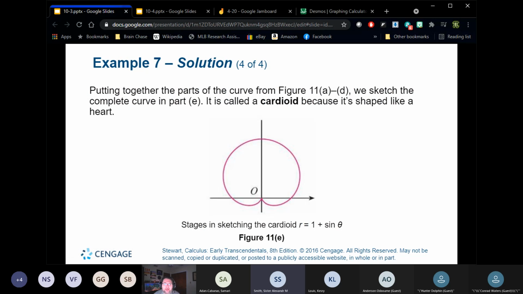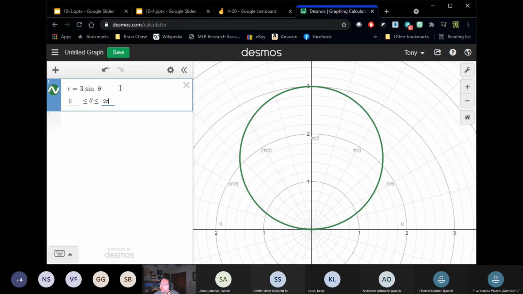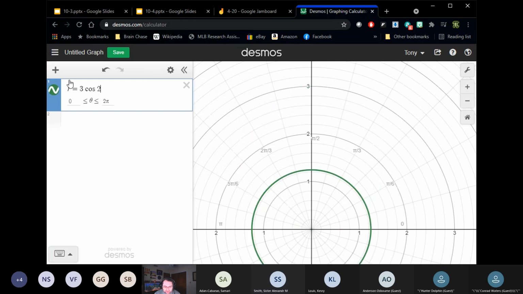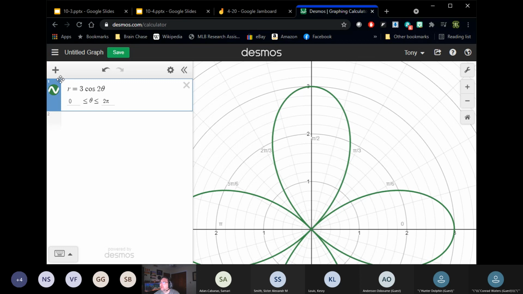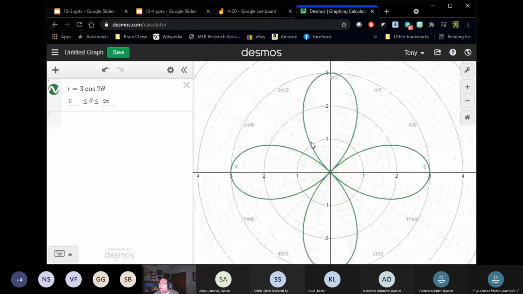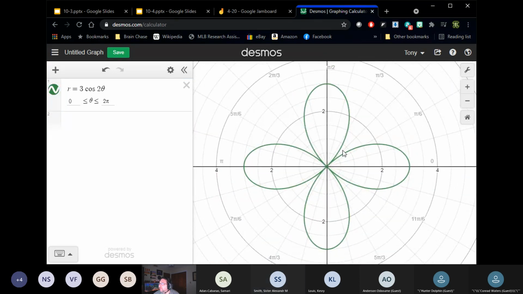All right. Let's look at another one. Let's look at this one. All right, so I told you I could do some cool graphs with polar coordinates. So this is also just another polar curve. But notice how this one has the leaves.